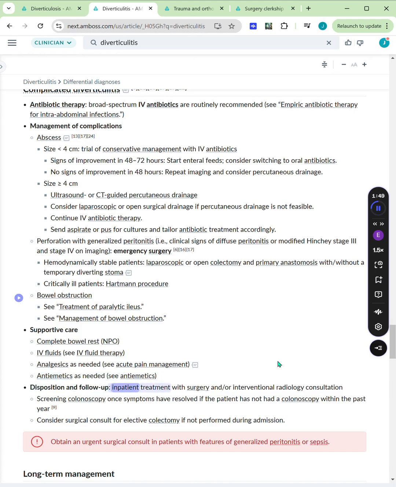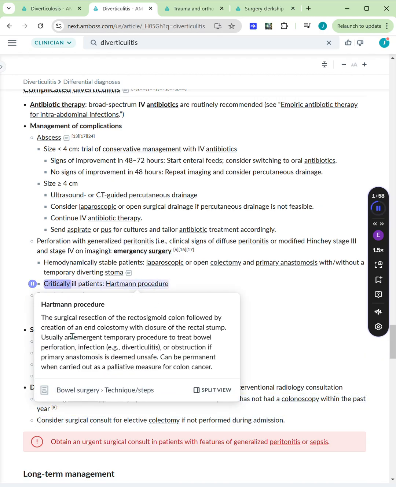Disposition and follow-up. Inpatient treatment with surgery and/or interventional radiology consultation. Screening colonoscopy once symptoms have resolved if the patient has not had a colonoscopy within the past year. Consider surgical consult. Critically ill patients: Hartmann procedure.